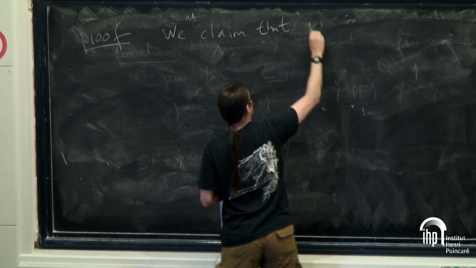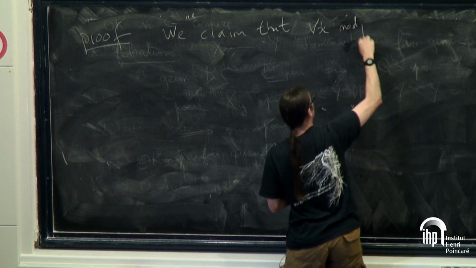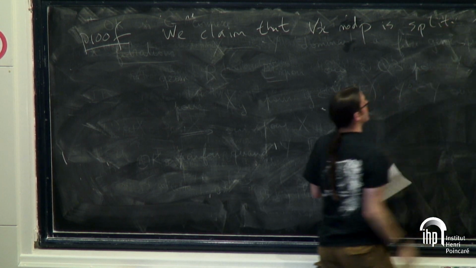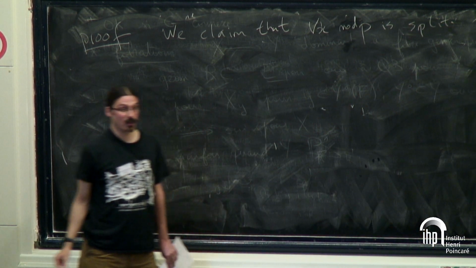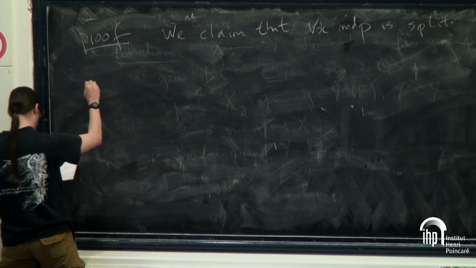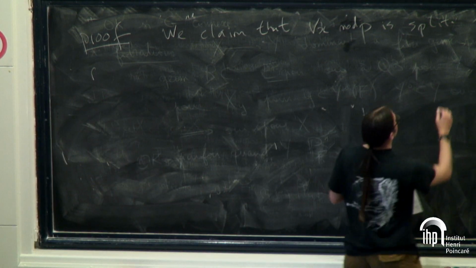under these assumptions, if I look at the fiber over x modulo p, this is split in the sense I defined earlier. So it has an irreducible component of multiplicity 1, which is geometrically irreducible. I'll prove this claim for you. P is not in S.